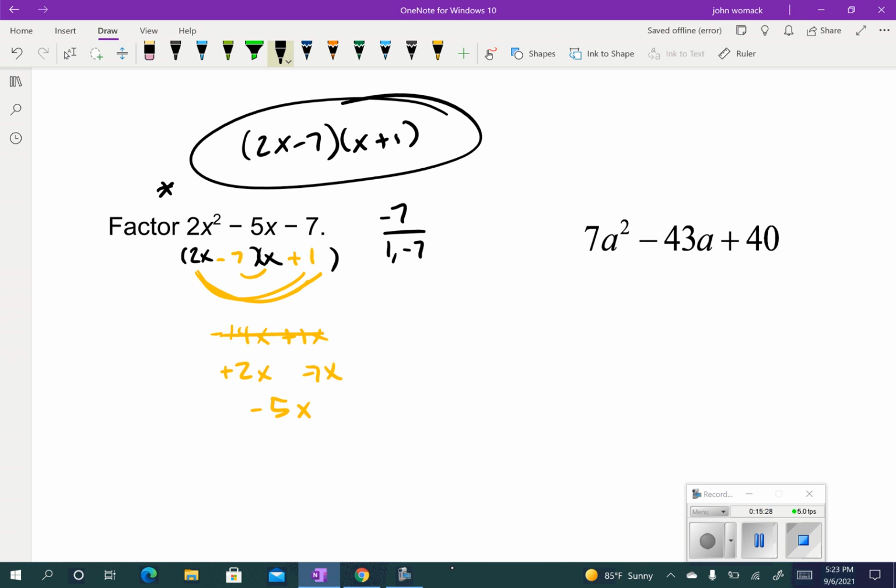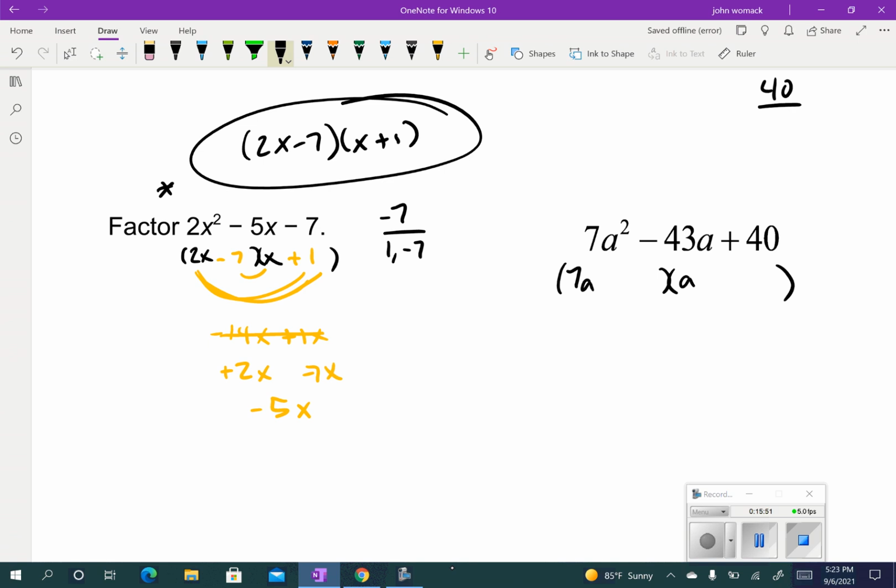So again, check for a common factor. There's not one. So next step, it's a quadratic trinomial, so it's got to be these two sets of parentheses. It's the only way they factor. To get 7a squared, that's not bad. It's got to just be 7a and a. Now I times the last two numbers, I get 40. But when I add them up, my middle number comes out to be a negative 43. That means I have to have two negatives.